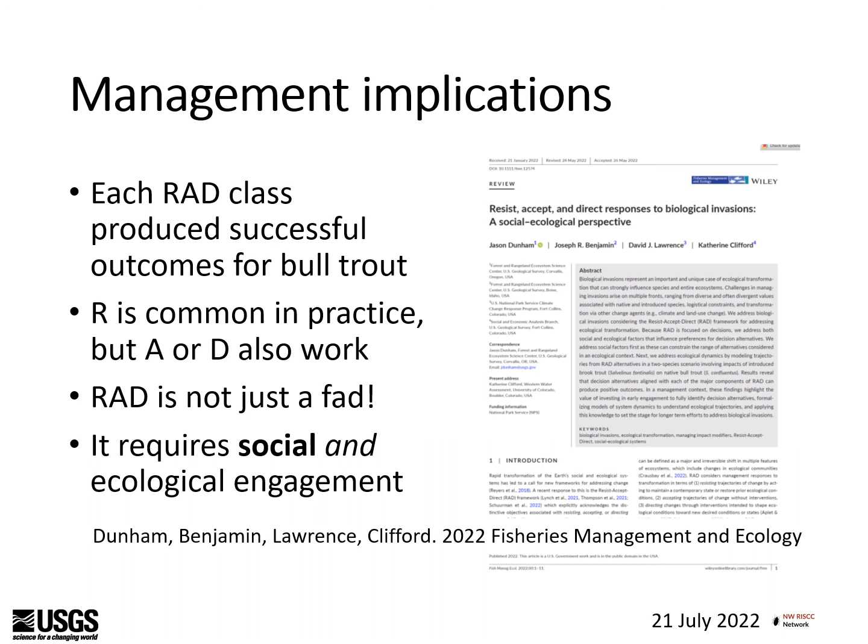Okay, so what are the management implications from this? I kind of just went over them, but one important bottom line is that each RAD class, resist, accept, or direct, produces successful outcomes for bull trout. And in practice, at least in my experience, resist is really common, and accept or direct is less common, but they do work. So it rhymes: RAD is not just a fad. So I would say think about this if you run into a similar problem, something analogous to what we talked about for brook and bull trout.